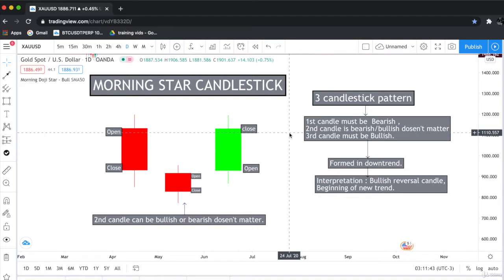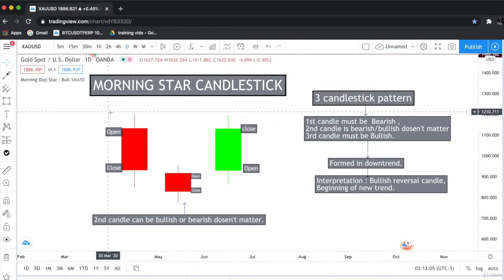This is the morning star candlestick pattern. The morning star candlestick pattern is a 3 candlestick pattern, which means it needs 3 candlesticks to be a completely valid pattern. The requirements for this pattern is that the first candle must be a bearish, which identifies a downtrend.